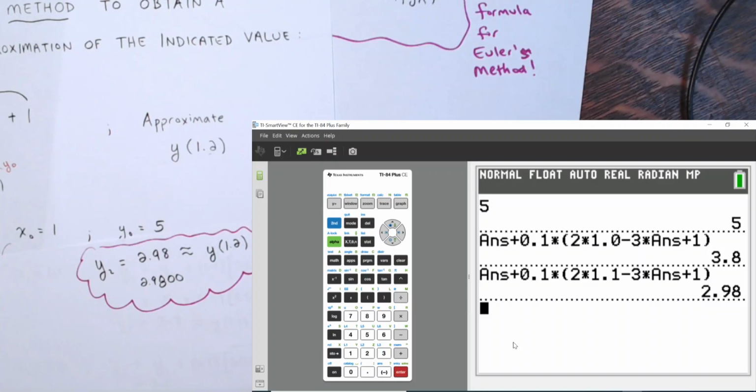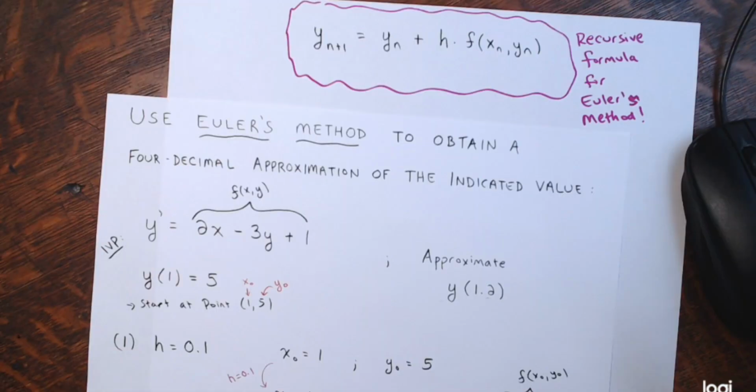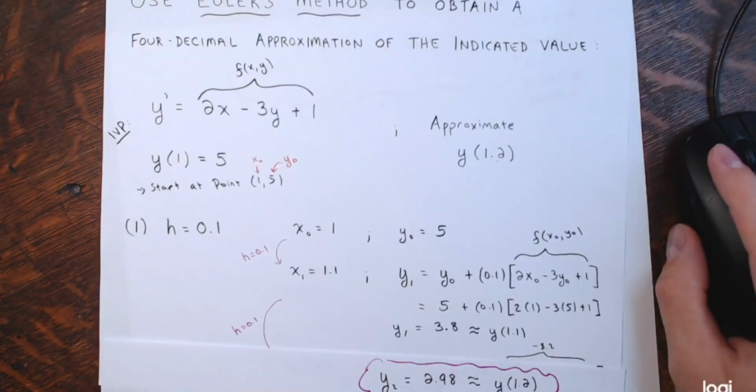All right, so let me do that again. Let's get rid of the calculator for now. And I want to show you another way you can do this. Another place you can find a way to approximate a solution using Euler's method. It's through what's called a numerical solver.